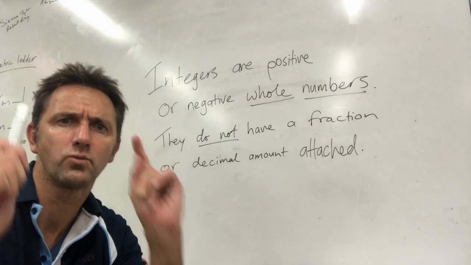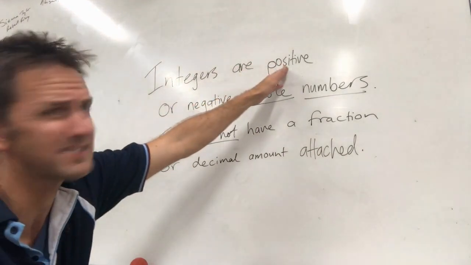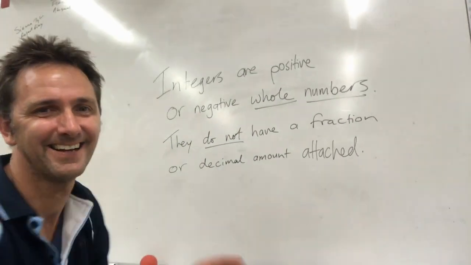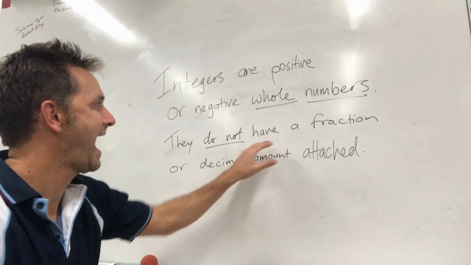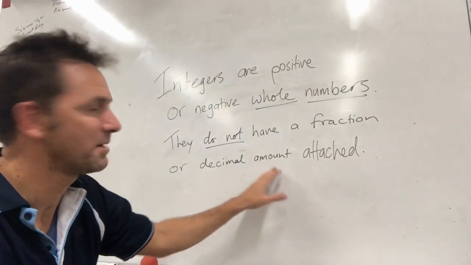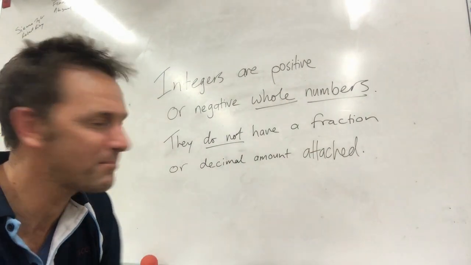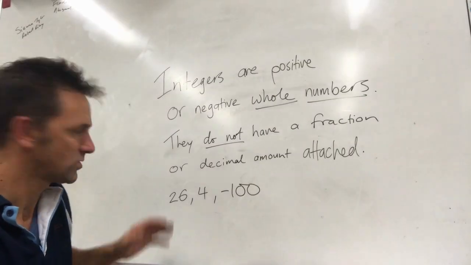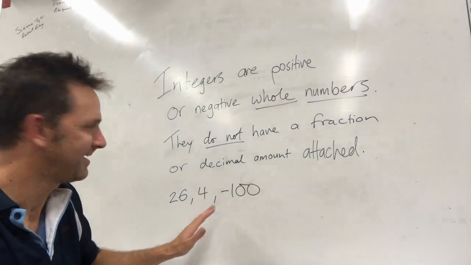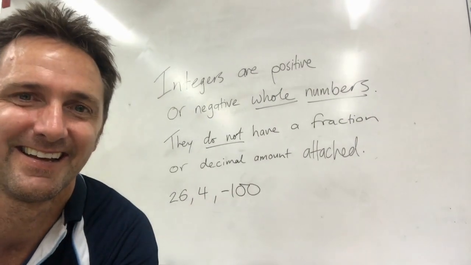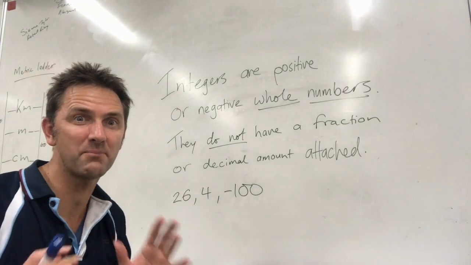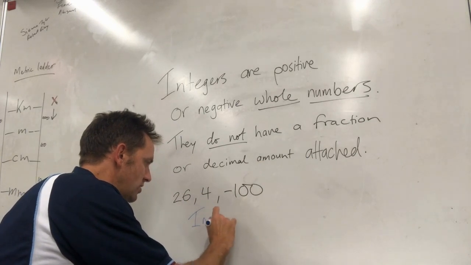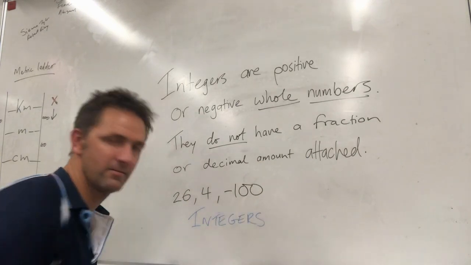Okay, first things first, write this down. Integers are positive or negative whole numbers. They do not have a fraction or decimal amount attached. For example, 26, 4, -100 are all examples of integers.